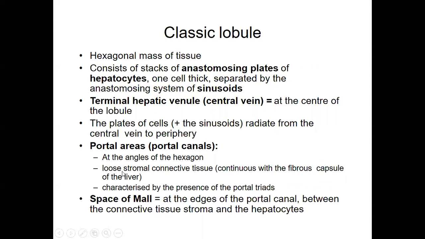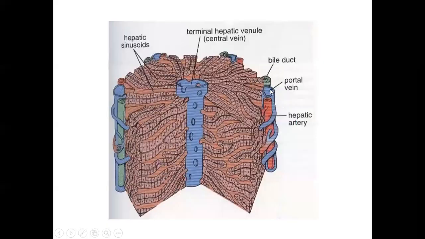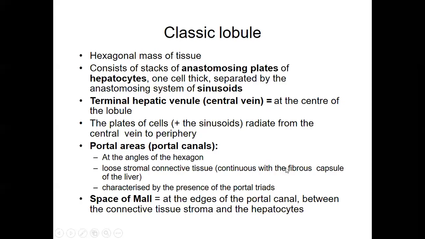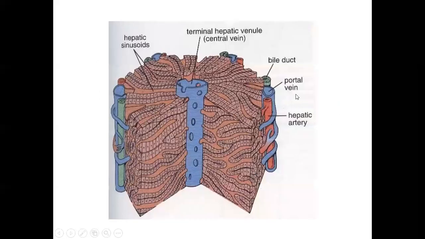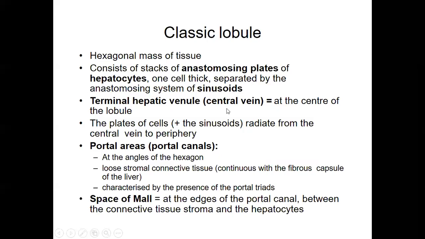It is composed of loose stromal connective tissue that continues with the fibrous capsule of the liver. So that means the loose connective tissue that we have in the portal areas, in the portal canal here, continues with the fibrous capsule of the liver. The portal area or portal canal is characterized by the presence of the portal triad. There are three components present here: the hepatic artery, the portal vein, and also the bile duct.